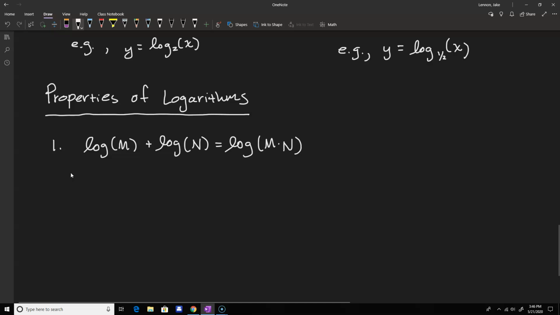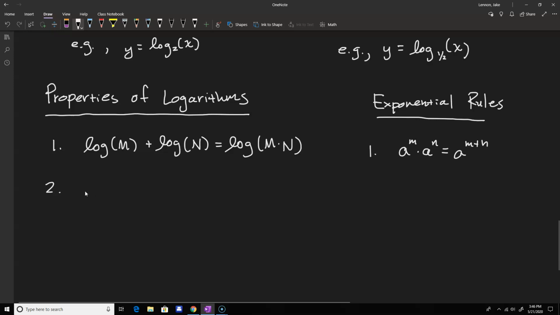Again, that's going to be similar to the property, so we kind of have a correspondence here from our exponential rules. So you can use the one to prove the other. So the first exponential rule is actually if you do a to the m times a to the n, this is equal to a to the m plus n. So we kind of see that sum to product being similar there.